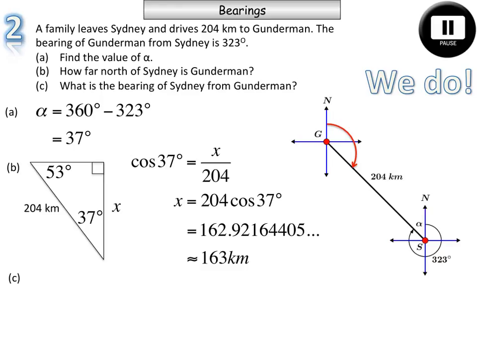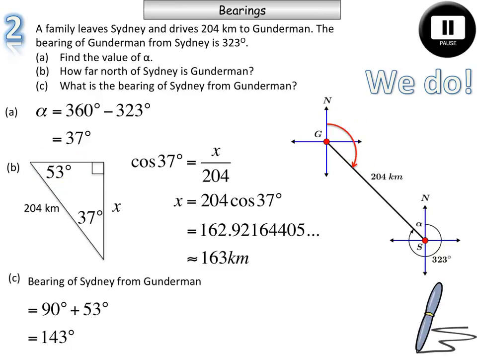Okay, so what is the bearing of Sydney from Gunderman? We're working out that particular angle. This angle, which is 90, plus that extra part, would be the bearing. That angle in here is in fact 53 degrees, using the angle sum of a triangle. Therefore the bearing of Sydney from Gunderman is 90 degrees for the right angle, plus the extra part, which is 53, added together to get the total bearing. So that's 143 degrees.